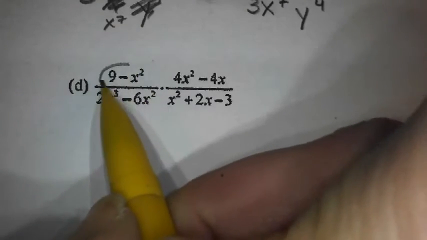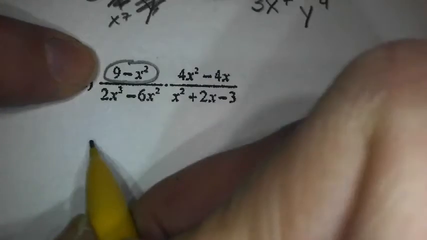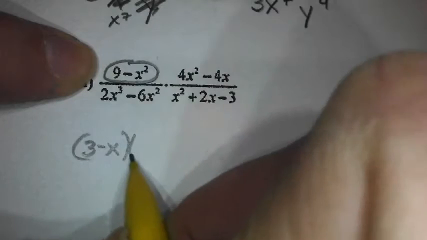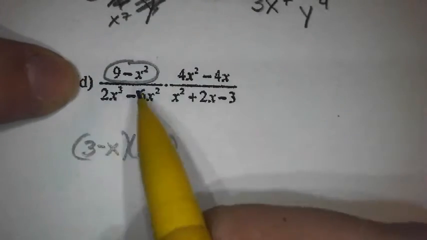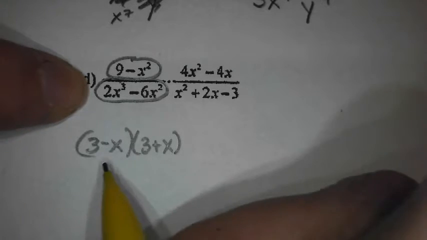What type of factoring? Up top, Kirsten. Good. 3 minus x, 3 plus x. What type of factoring on the bottom left? Maggie?